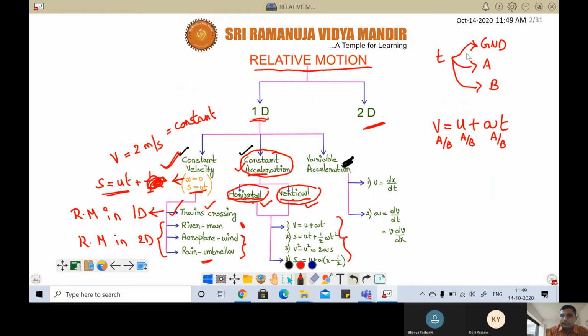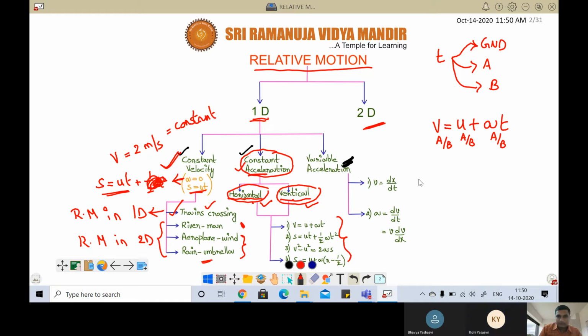Because we are studying Newton's mechanics, not Einstein's mechanics. If you go for Einstein's mechanics, there is a difference, because his theory is relativity theory. Time will be different in the ground frame, A frame and B frame. But since we are studying Newtonian mechanics, time is the same whether you calculate in the ground frame, A frame or B frame. Understood?